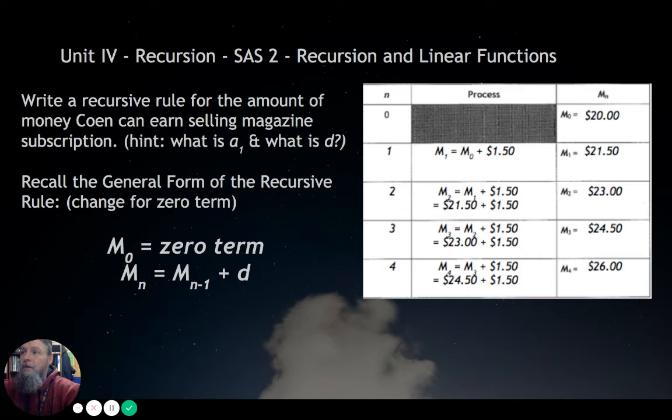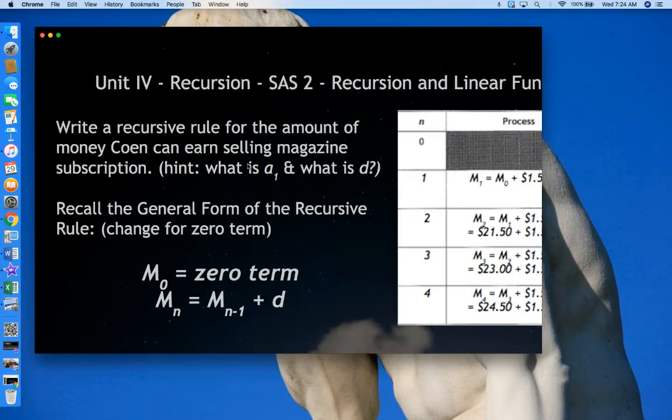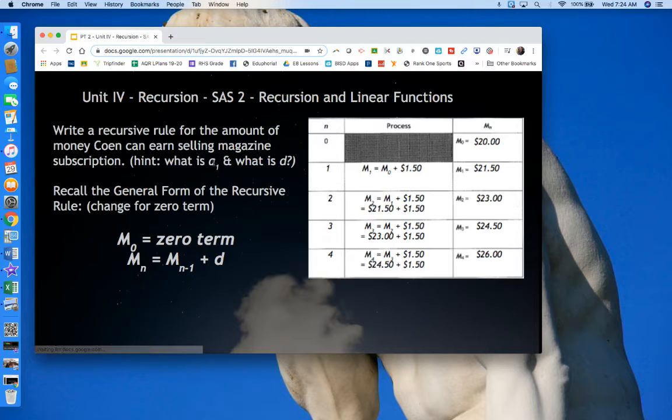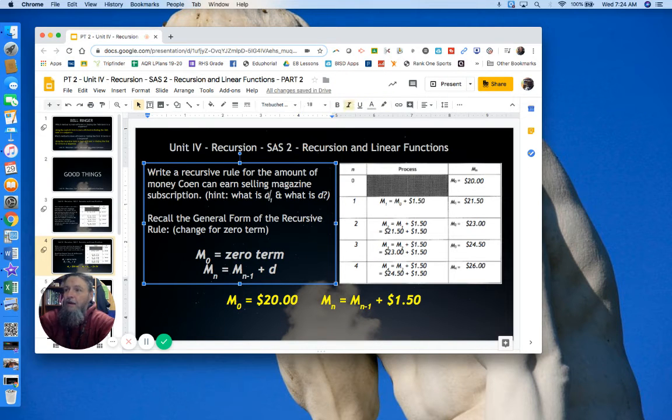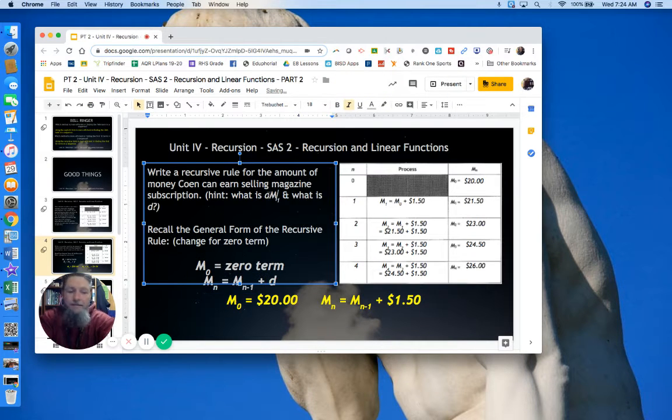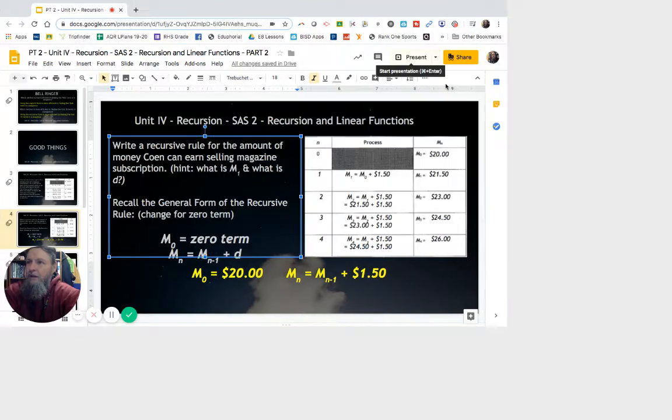All right? Now, we need to write a recursive rule for the amount of money Cohen can earn selling magazine subscriptions. Hint: what is, in this case, A1, and what is D? I'm going to go ahead and change that right now, because we need to know what M1 is, not A1. It doesn't make sense unless you do it that way. So, a real quick edit there, and it'll make more sense.